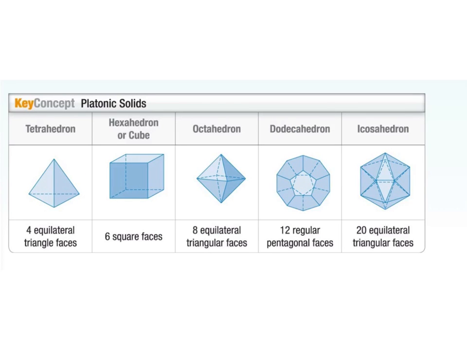I did say there were 5 special platonic solids, and these are the ones that you use. As far as geometry is concerned, we're going to use the tetrahedron and the hexahedron, but the rest you probably won't be using until you do calculus.